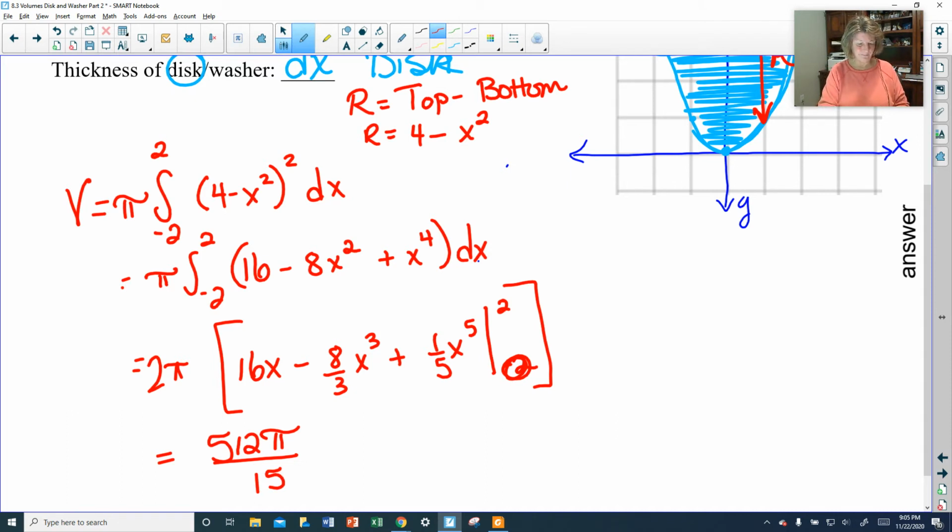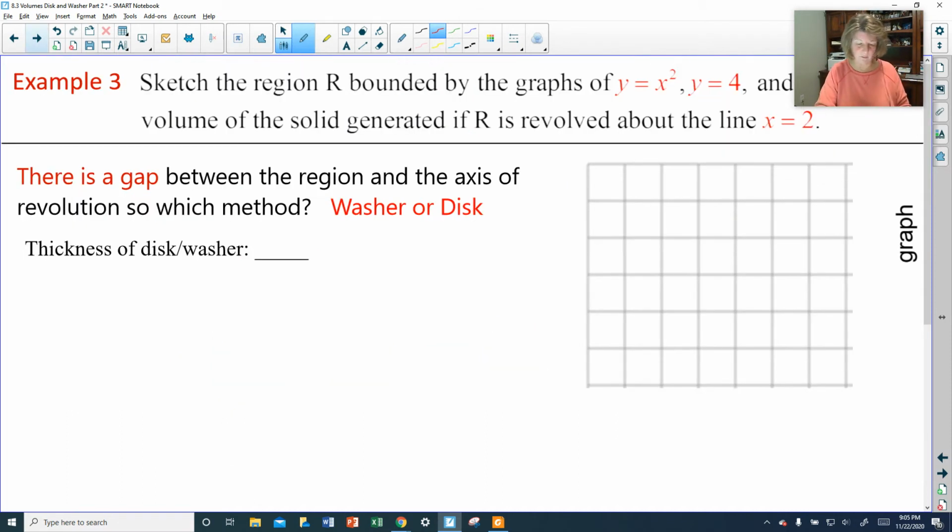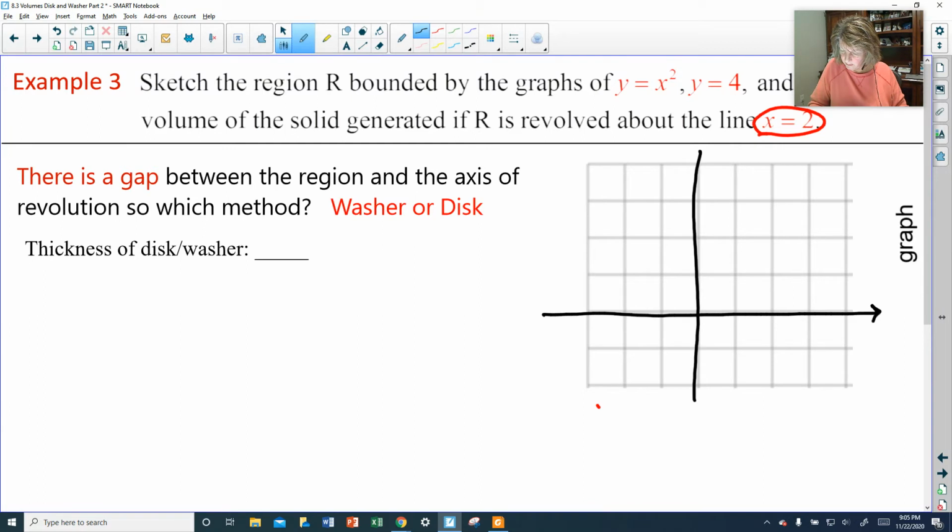Okay? Let's go on to the next one, our final one. Sketch the region R. Oh, we got the same functions, y equals x squared, y equals 4, and volume is generated about the line x equals 2. Oh, okay. Well, let's get our x and y axes down. I almost wrote y, wow. And there's y. Then let's get the function 0, 0, 1, 1, 2, 4, -2, 4.